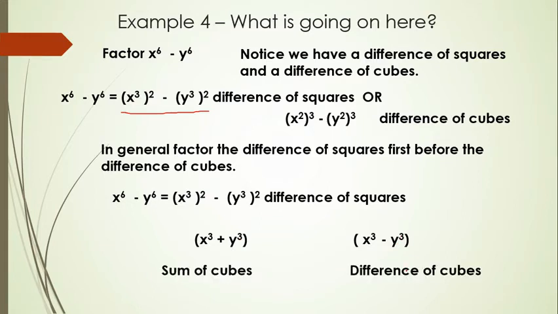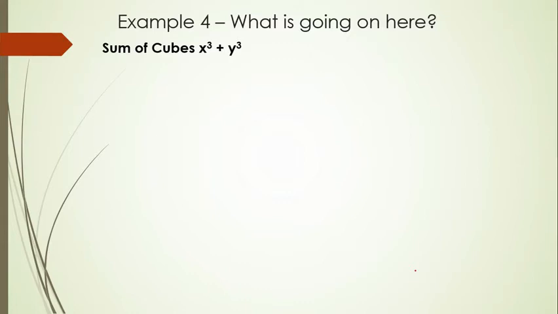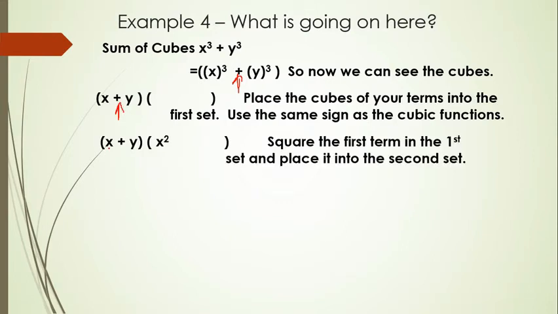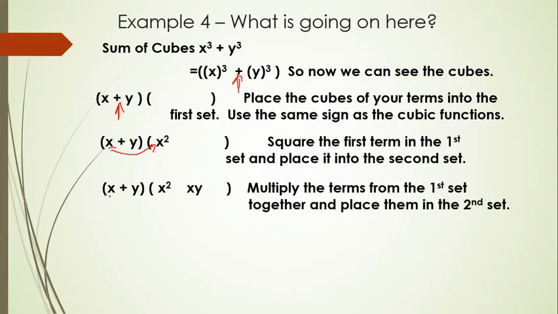So we have a sum of cubes and a difference of cubes. Let's take a look at the sum of the cubes. We have an x cubed and a y cubed, which means that our binomial is x plus y. Remember, we keep the same sign, a plus, for the addition. Square the first term and place it into the second set. Multiply the x and the y together, and it becomes the second term of the second set.